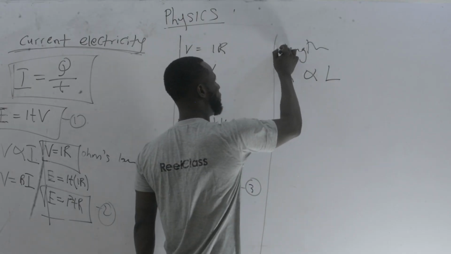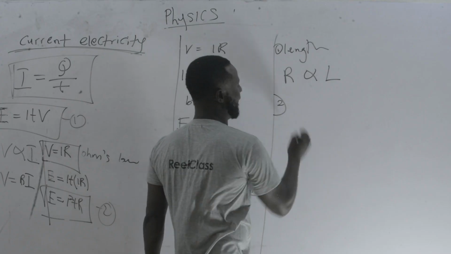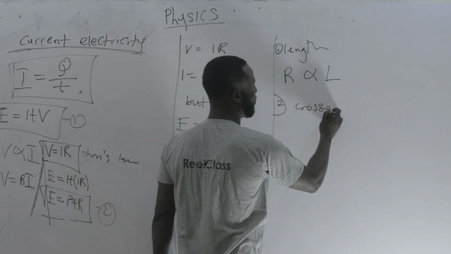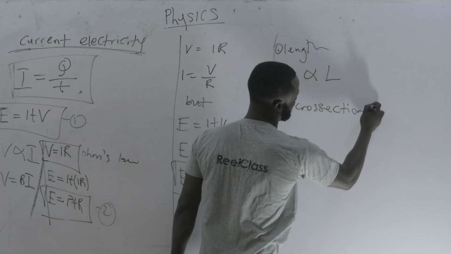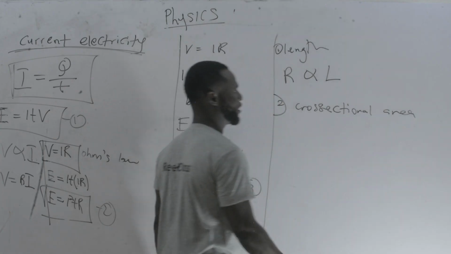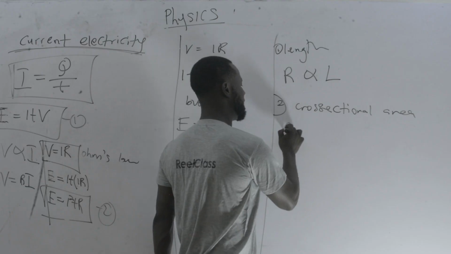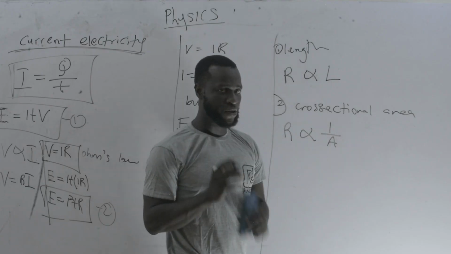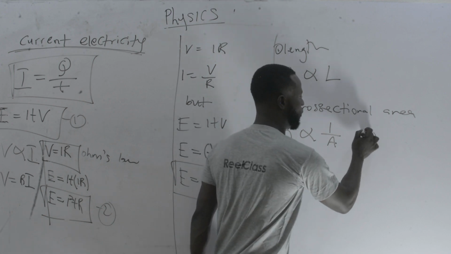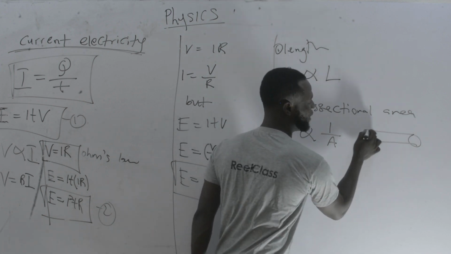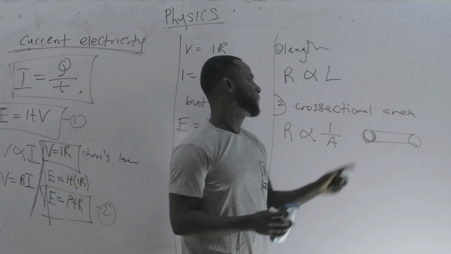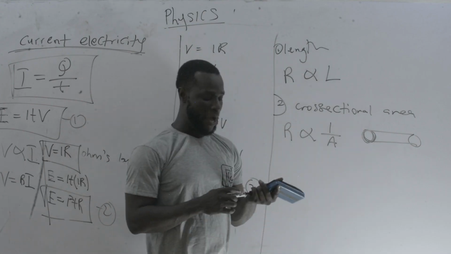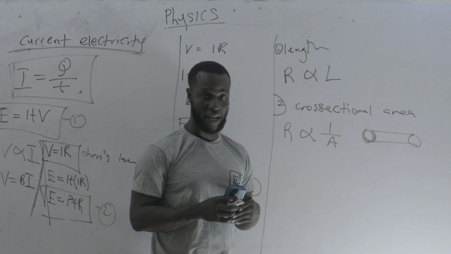That is one. Number two is area, or I would say cross-sectional area. How does the cross-sectional area affect resistance? Resistance R is inversely proportional to the cross-sectional area. What do I mean by cross-sectional area? If this is my conductor, this is what I mean by cross-sectional area. This is the cross-sectional area, this point. The bigger the wire or the thicker the wire, the more the cross-sectional area.